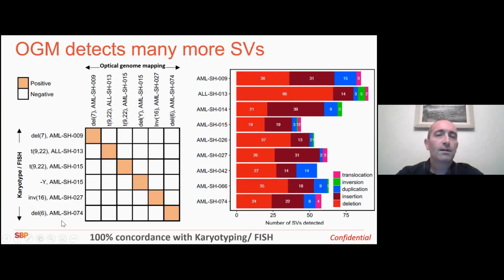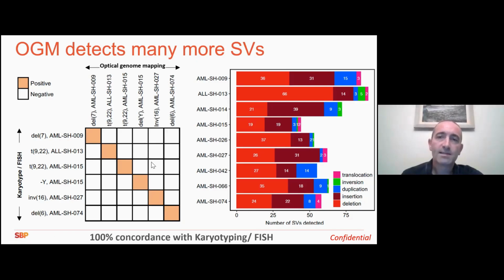So this here on the left-hand side is the concordance between the traditional karyotyping and FISH cytogenetics and what was found by optical genome mapping. And all of the events I described in the previous slide were detected. That is the deletion of chromosome 7, the BCR-ABL translocation from chromosome 9 to 22 in these 2 samples, the deletion of the Y chromosome, the inversion event on chromosome 16, and this deletion on chromosome 6.